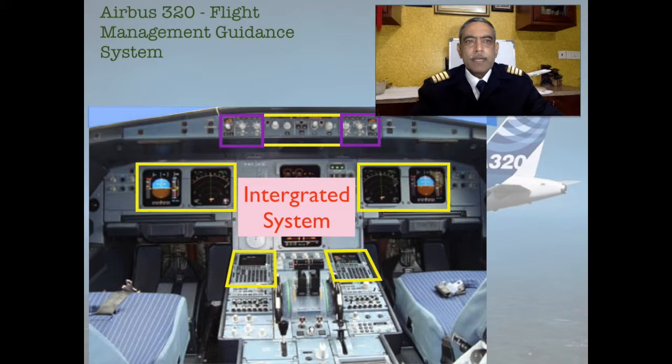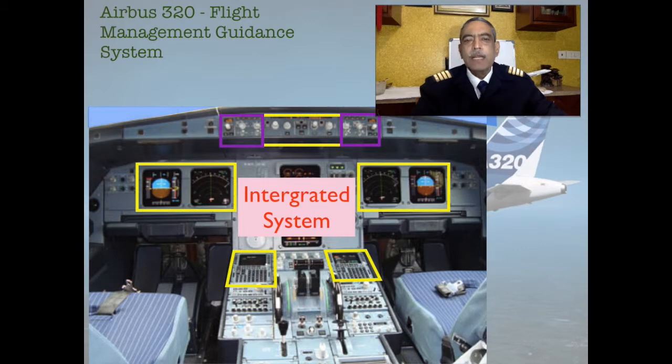Okay, let me explain further. As I explained, there is a center portion of the FCU which is common to both the captain and the co-pilot, and there are display selections which are possible by the captain and the co-pilot, and there are two display units, that is the primary flight display and the nav display, two each on the left side and the right side for the captain and the co-pilot.